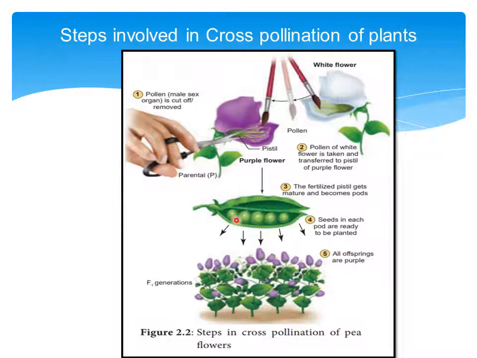So these mature pods were sown, and all the plants that grew in the F1 generation were with purple flowers. So what was observed? The observation of this cross-pollination was that in the F1 generation, or first filial generation, the plants produced only purple flowers. So let us see the next step.